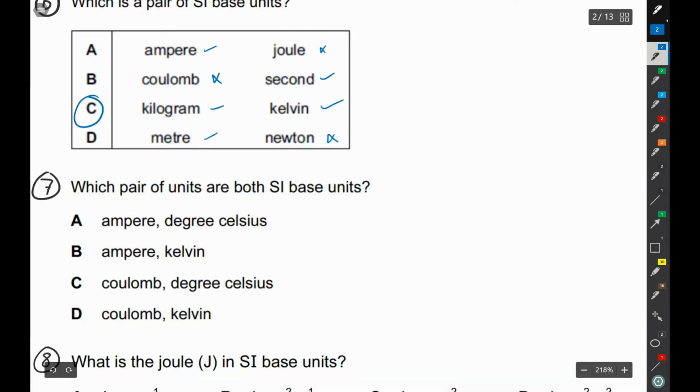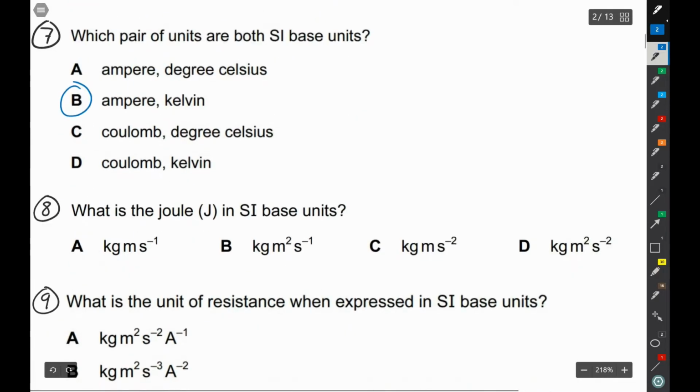Question number 7, which pair of units are both SI base units? Right, so ampere and Kelvin, option B. Now from here the type of questions change, ठीक है, ये दूसरी type of question start हो रही है यहाँ से. So in this we have to derive base units, ठीक है. So what is the joule in SI base units?